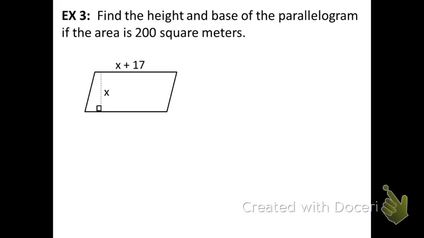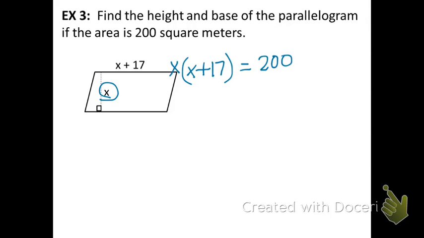On example 3, this is brand new. And there's actually a lot of principles I'm going to teach in just a few minutes. I won't expect you to master it. I just want you to try it. It says find the height and the base of the parallelogram if the area is 200. And we know the area is your base times your height. So my base is x plus 17 times my height, which is x. And this will be equal to 200.